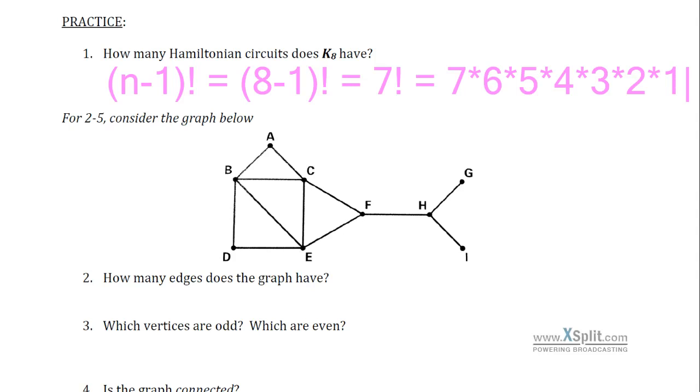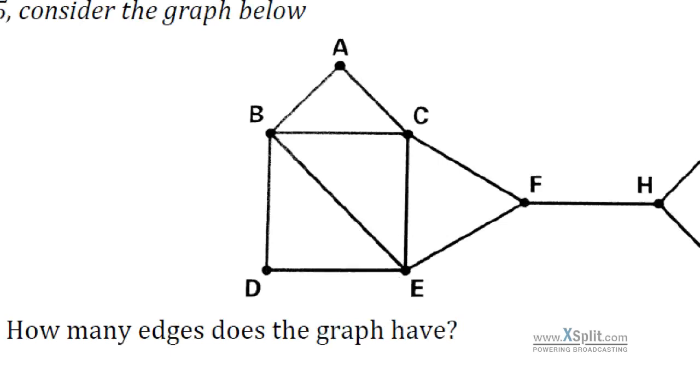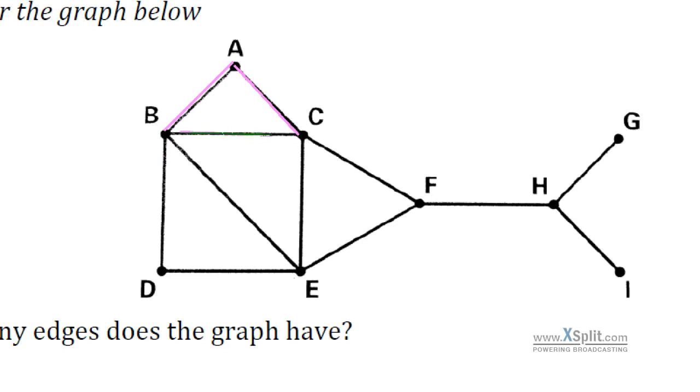Looking at 2 through 5, we have a graph, and we'd like to identify a few things here. So 2, how many edges does it have? Remember, edges are just the lines that are between these points. So we've got 1, 2, 3, 4, 5, 6, 7, 8, 9, 10, 11, and 12 total edges. We have 12 total edges in this thing.